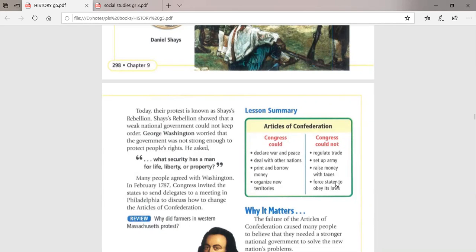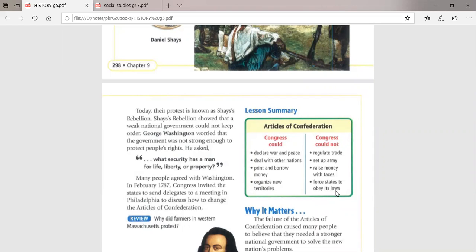Number three, it couldn't raise money with taxes. It means that it couldn't tax people. For example, if America wanted to build something, establish a new school, new hospital, new roads, or pay its debts, the Congress couldn't tax people or collect taxes from them. Number four, the Congress couldn't force the states to obey its laws. It means that each state had its own laws, and each state's laws were different from the others.